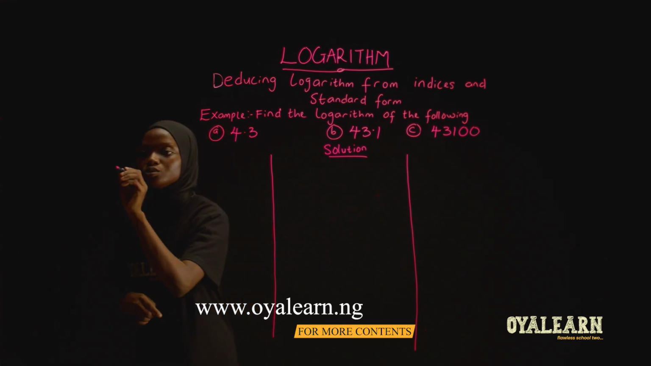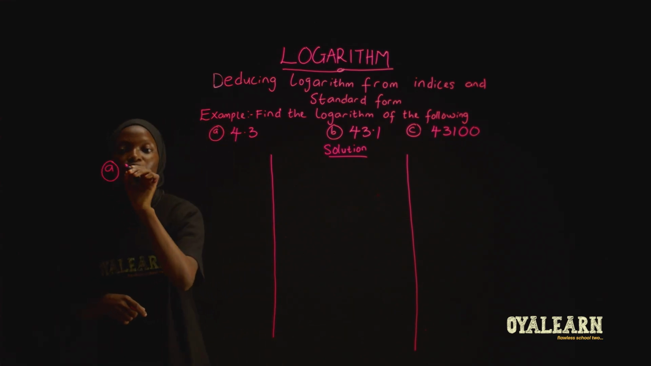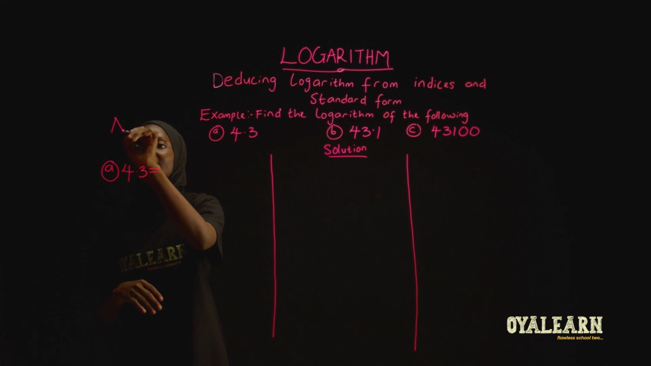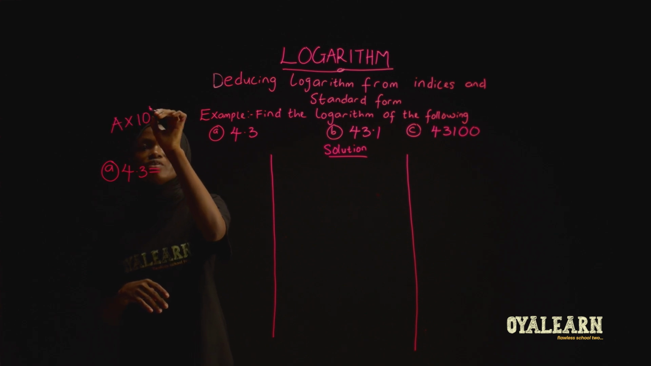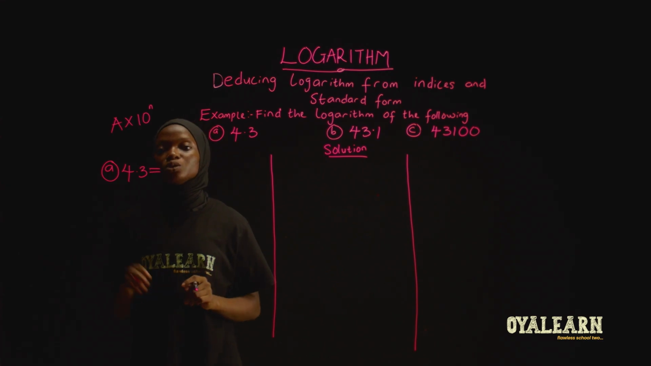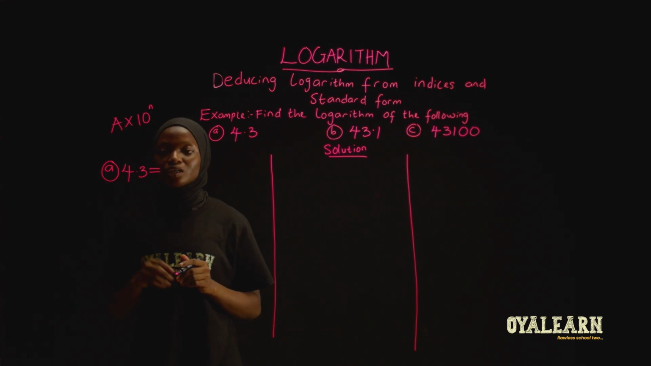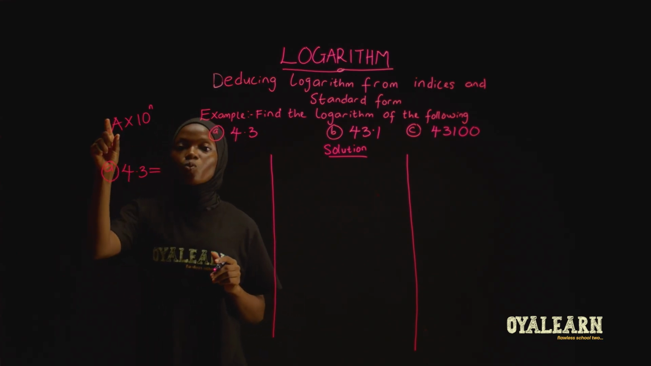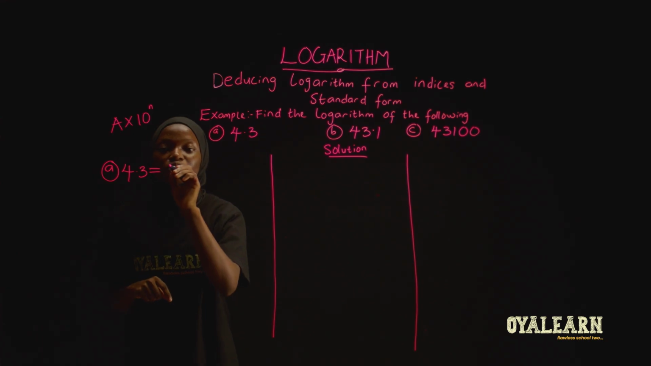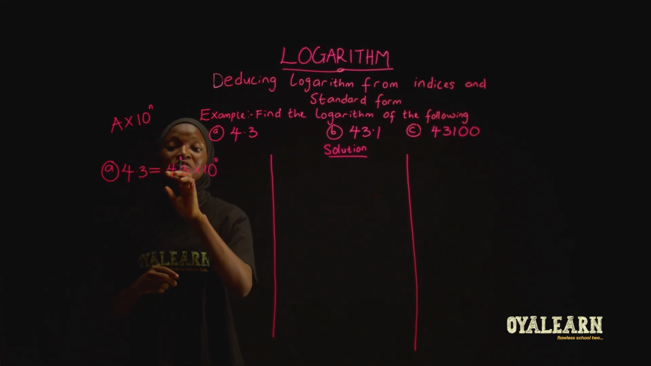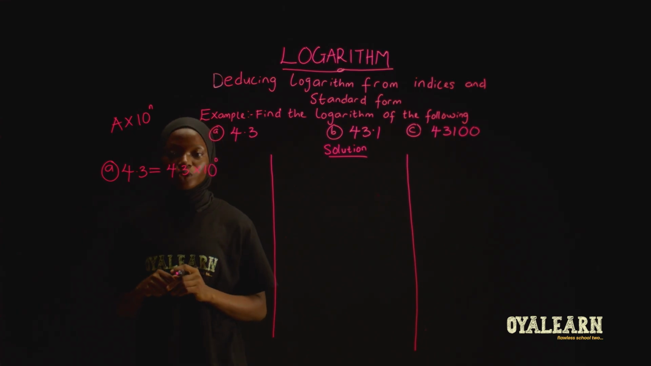So the first question, A, we have 4.3. Now the first step is to express this 4.3 in standard form, that is in the form A times 10 raised to the power of n, where A is a number between 1 and 10 and n here is an integer. 4.3 is already a number between 1 and 10, so expressed in standard form this is going to give us 4.3 times 10 raised to the power of 0, because 10 raised to the power of 0 is 1 and 1 times 4.3 will give us back 4.3.